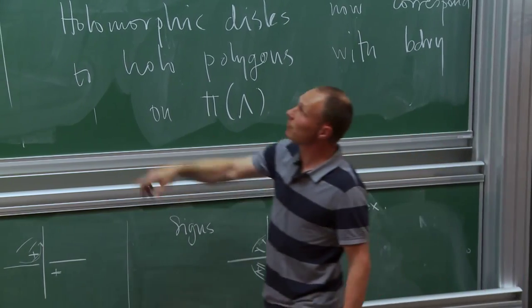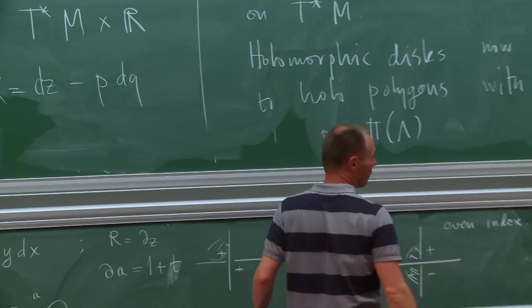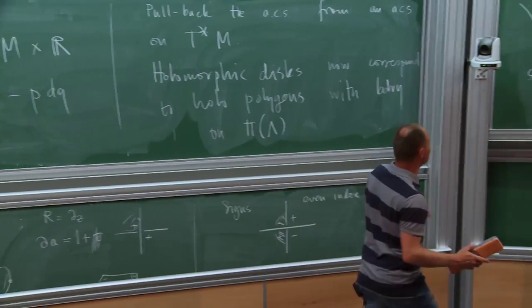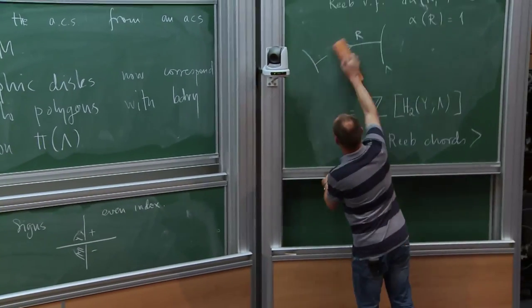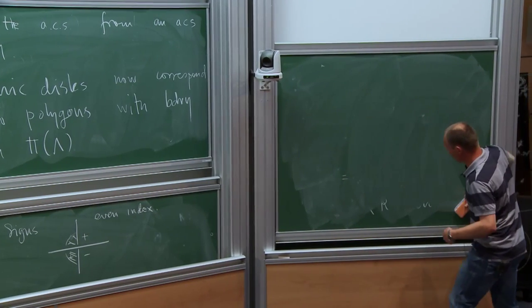So basically, it's the same. It's the same thing as before, but now our Lagrangian is higher dimensional, and it still has some number of double points, and we have to find out how to count the polygons.